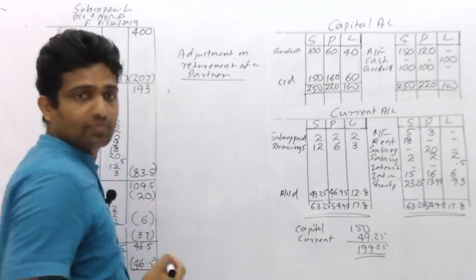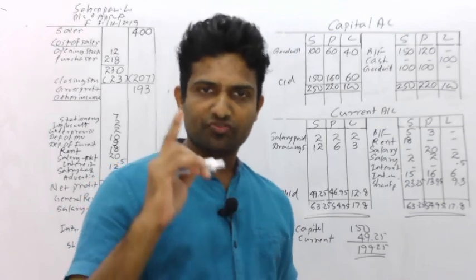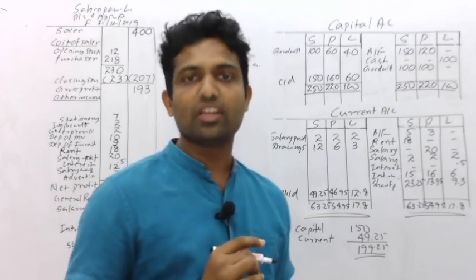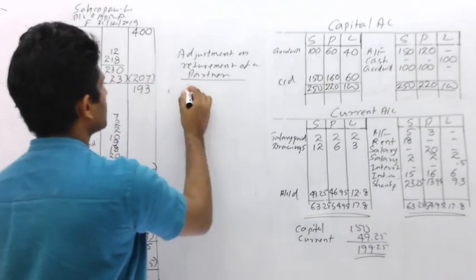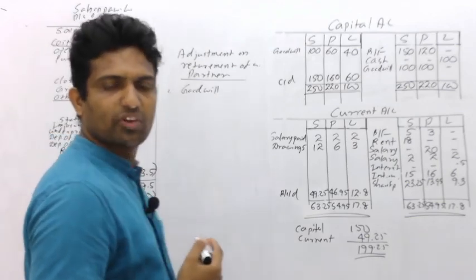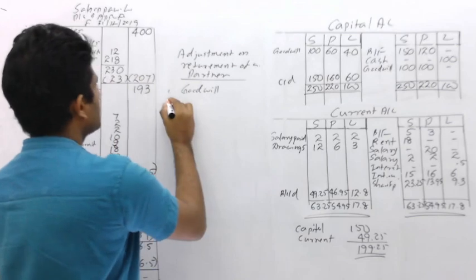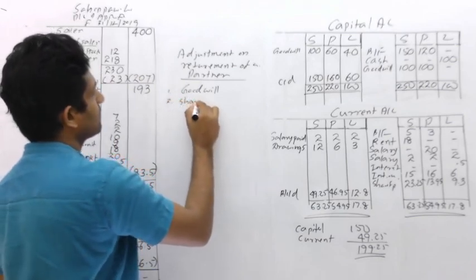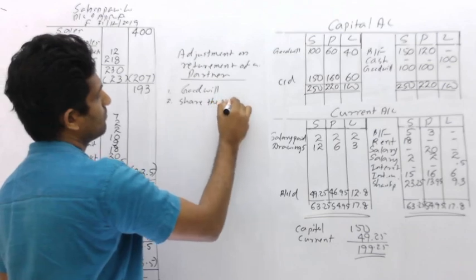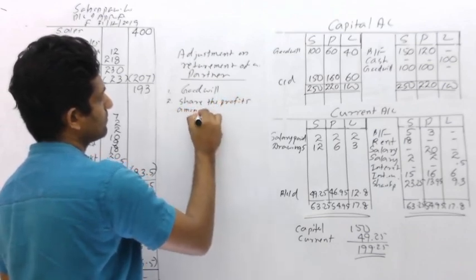Number one, if you are told that a partner retires from the partnership, the first adjustment you have to do is the goodwill adjustment. Adjustment number one is goodwill adjustment. Number two, share the profits among partners.